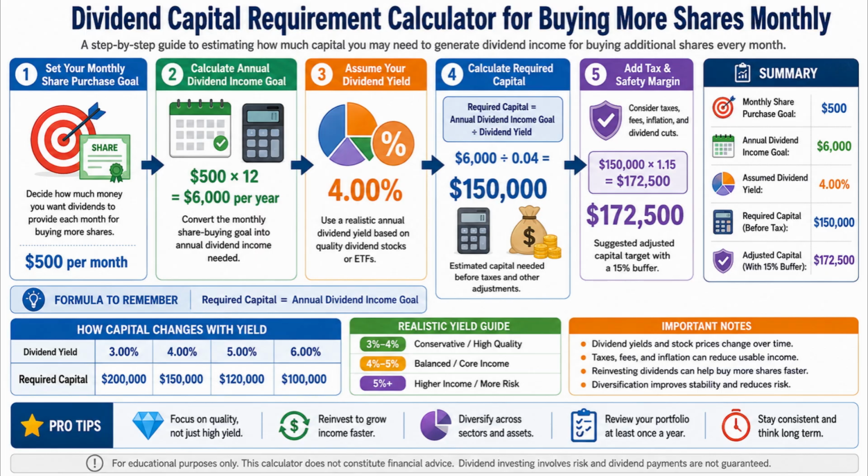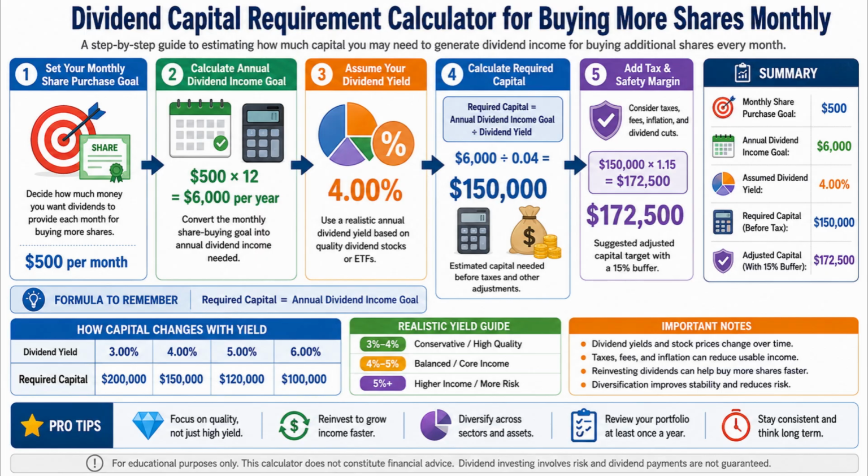Then, calculate the estimated capital requirement using the basic formula. Required capital equals the annual dividend income goal divided by the dividend yield. Therefore, $6,000 divided by 0.04 equals $150,000. This means that, at an assumed 4% annual dividend yield, approximately $150,000 may be required to generate $6,000 per year, or an average of $500 per month, before taxes, fees, and other adjustments.